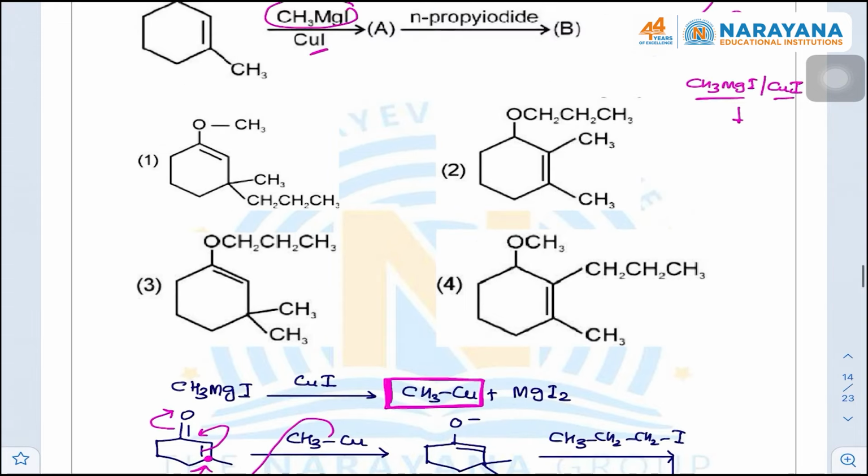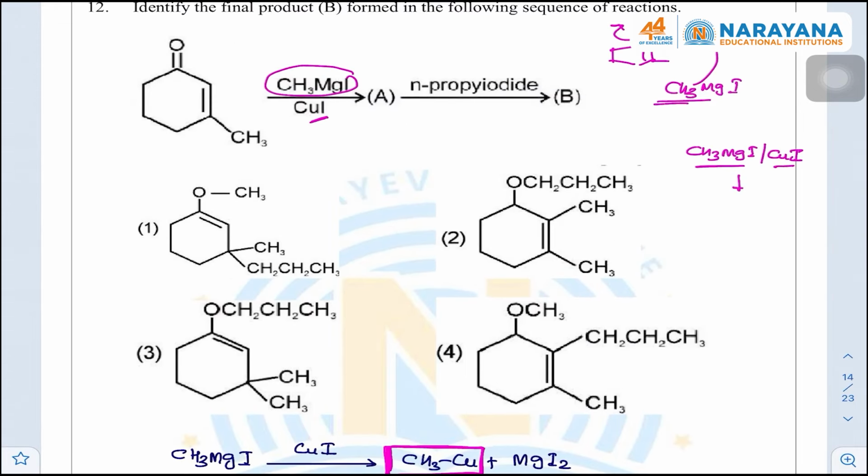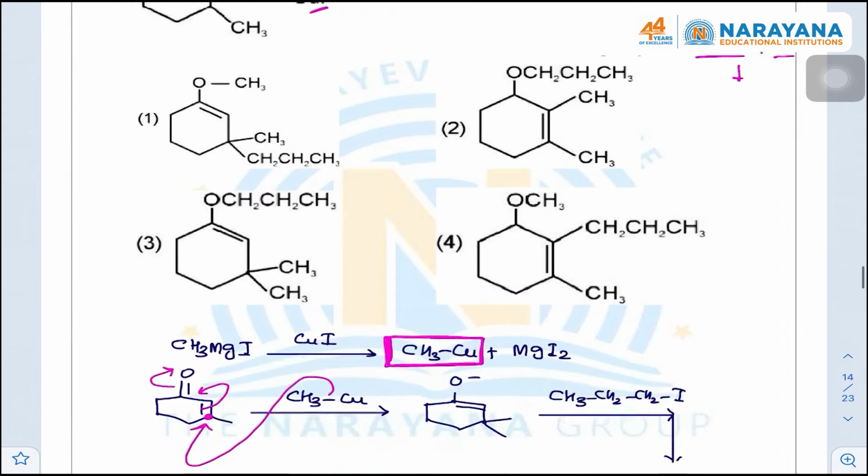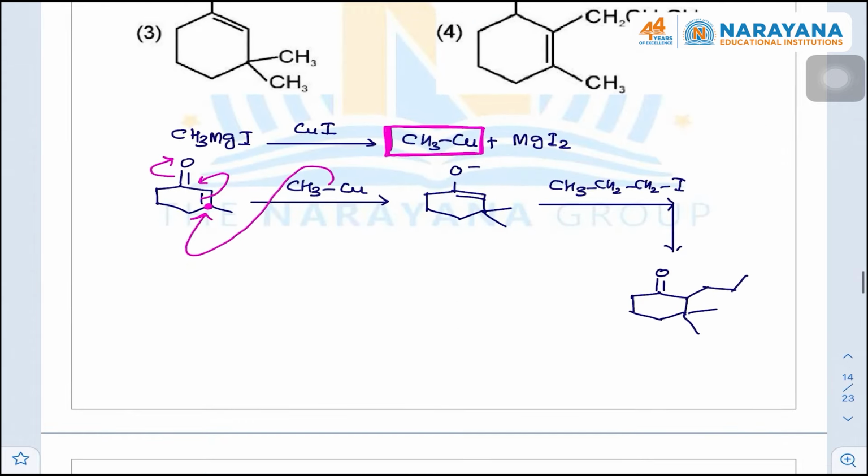So in the second step, they have added N-propyl iodide again. If you add N-propyl iodide, again this O minus forms a double bond here, this carbon becomes minus, that will attack here and I minus will be removed. So we'll be getting the product in which there is a methyl group on this carbon and a propyl group on this carbon.